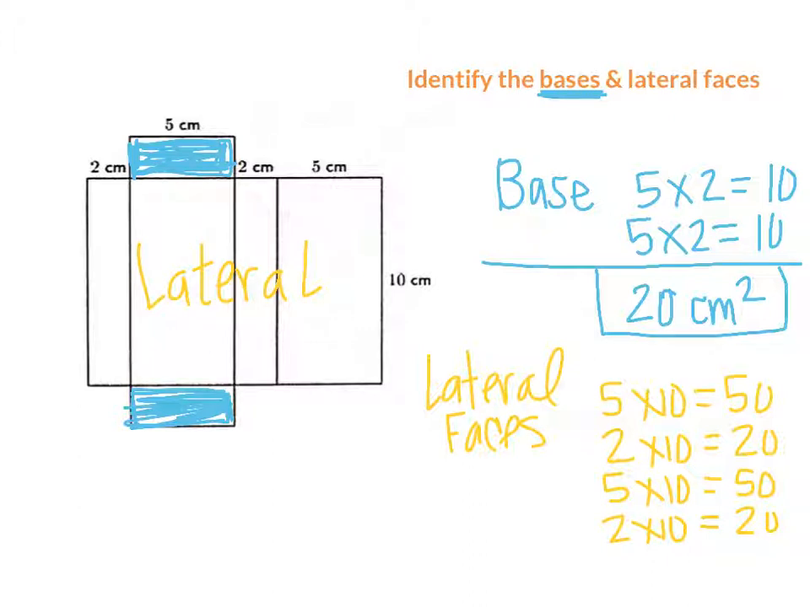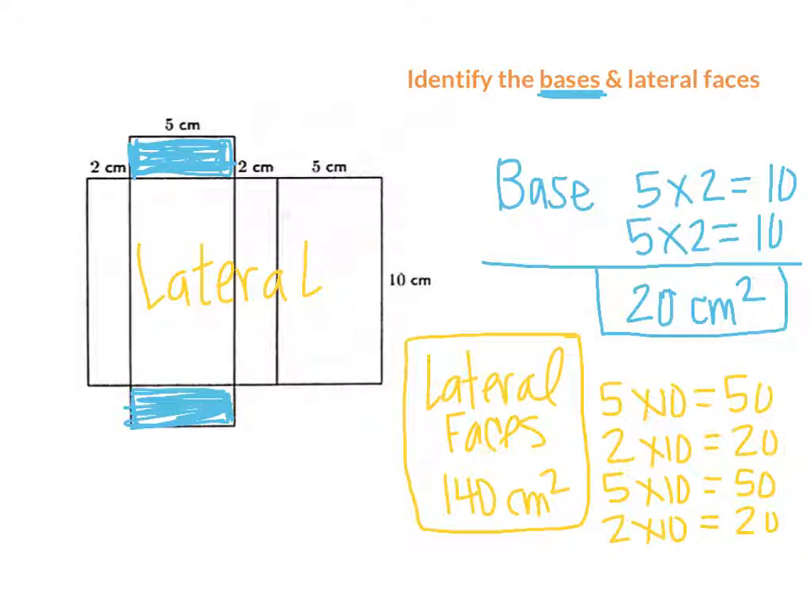For our lateral surface area, what we want to do now is add these 4 rectangles together. So 50 plus 50 is 100. 20 plus 20 is 40. So I'm going to go ahead and label the lateral faces 140 square centimeters. If that's what the question asked for, then I would stop and just say 140.